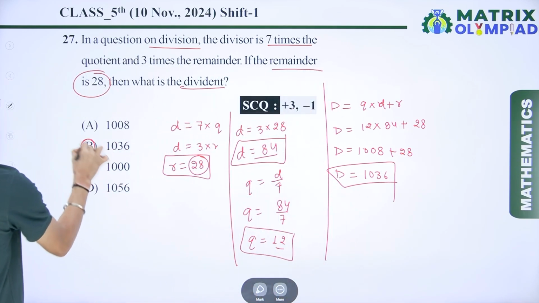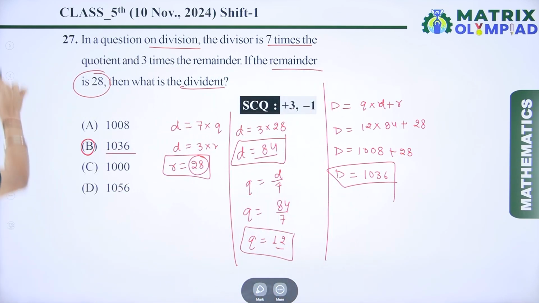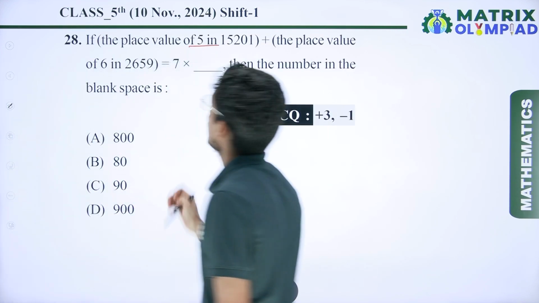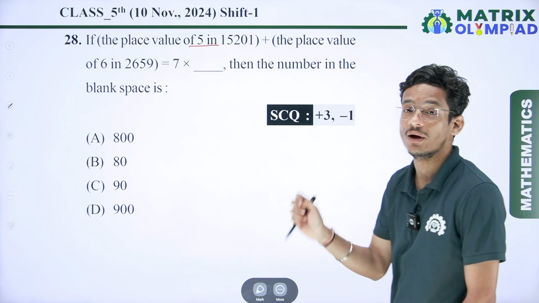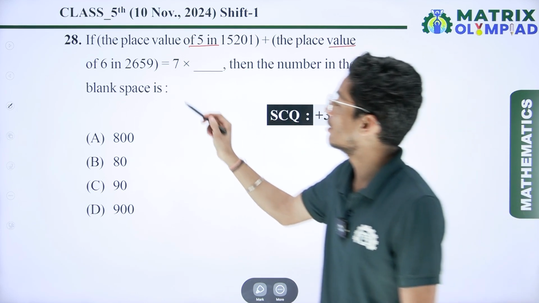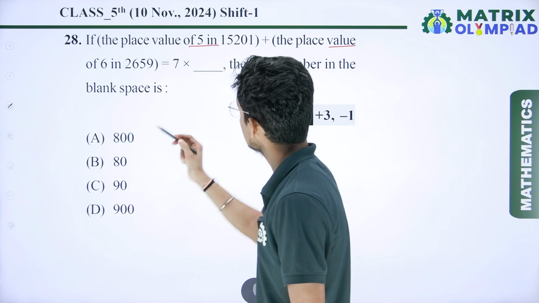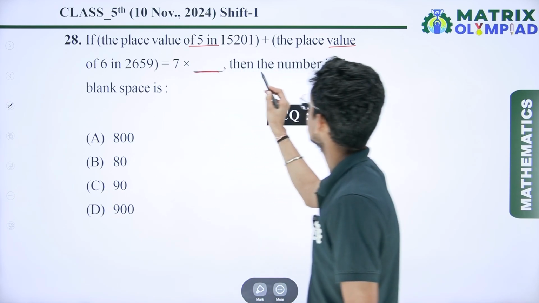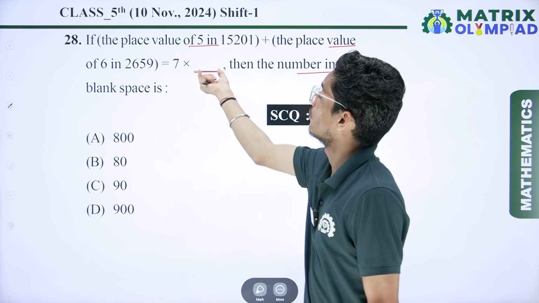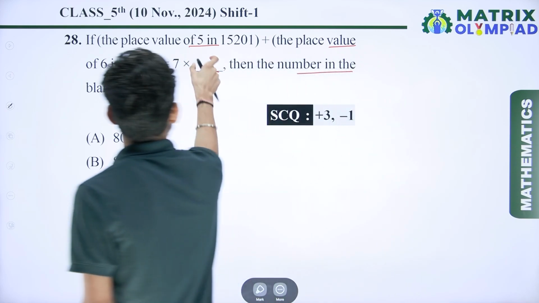So here option number B is the correct answer. Now if I talk about the next question: if the place value of 5 in 15201 and the place value of 6 in 2659 is equal to 7 times the number in the blank space, we have to find which number comes here.